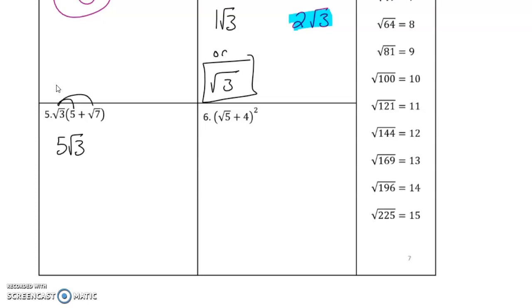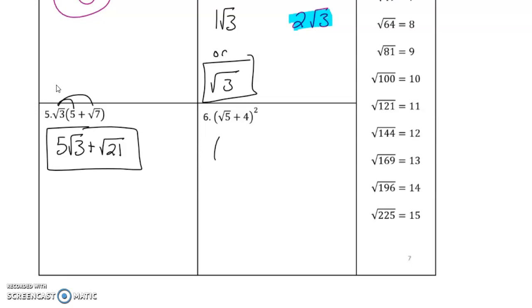Now let's distribute square root 3 times square root 7. 3 times 7 is 21, and it's okay to multiply those together because they are both in a square root symbol. And the square root of 21 can't simplify, so that is just my answer right there.